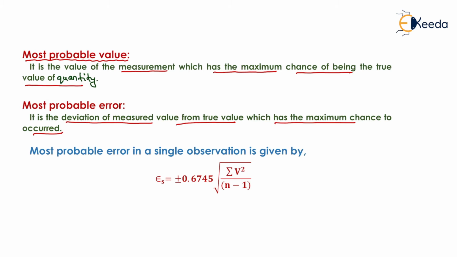Now if we want to compute the most probable error in a single observation, then it can be calculated by an empirical formula, that is ES is equal to plus minus 0.6745 under root summation V square upon n minus 1. Now in a single observation the size of error is large, but when we distribute this error into a number of observations, then the size of error will get reduced.